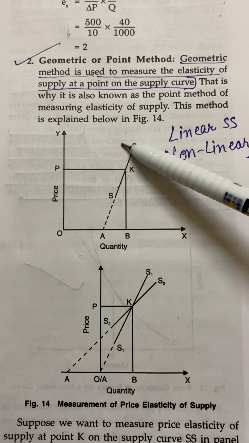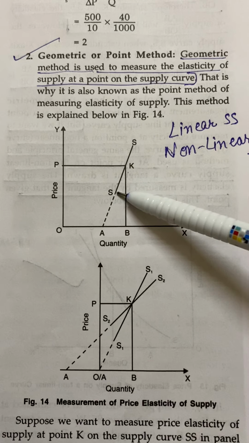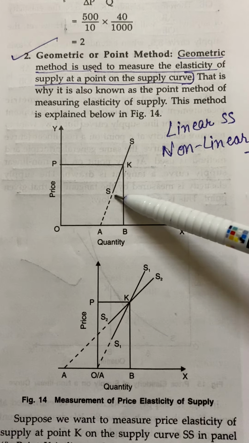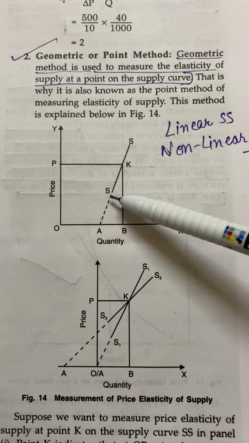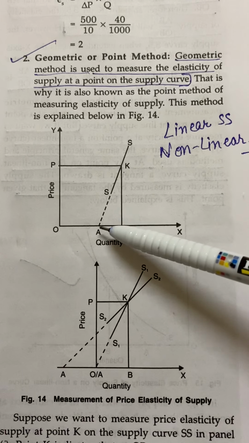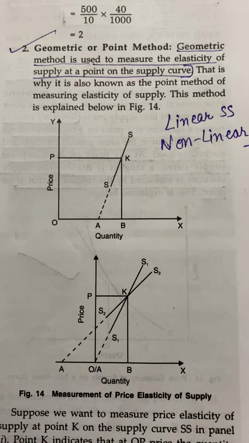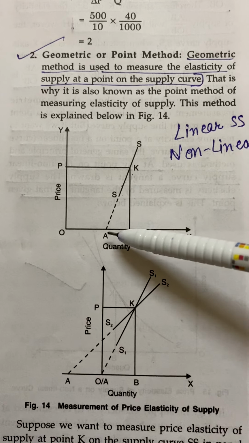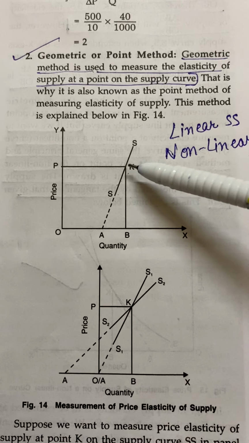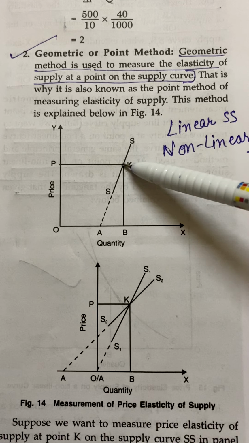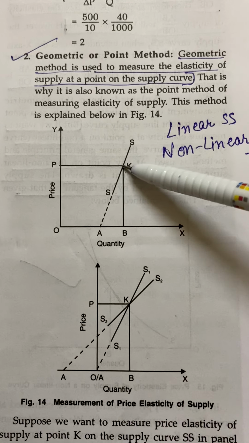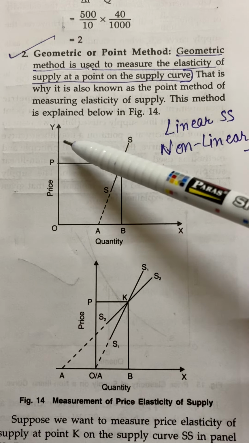For example, SS is a supply curve. To use point method, we have to extend the left corner of the supply curve, and when we extend this left corner of the supply curve, it is touching x-axis at point A. Is that clear? So when the supply curve is touching the x-axis at point A, we have to put a formula. We have put this point K. We want to find out the elasticity of supply at point K. So we have drawn perpendiculars from K to x-axis as well as to y-axis.